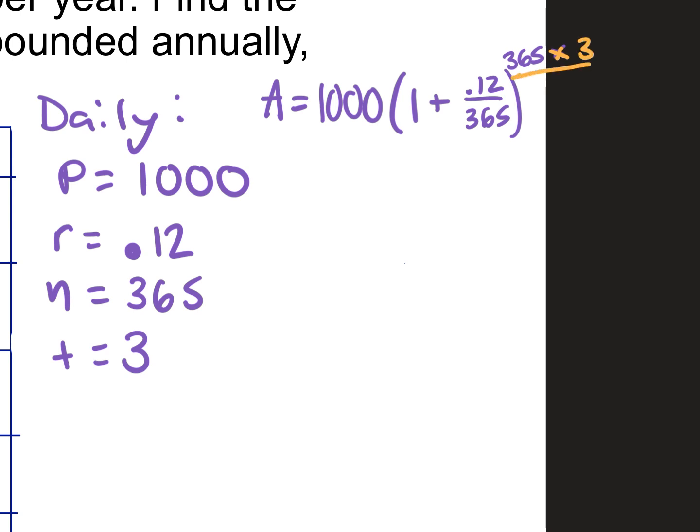I like to do the exponent first and just write that down. So we have 365 times 3 would be 1,095. Now I'm going to do inside the parentheses. So 0.12 divided by 365 plus 1 would be 1.000328. It keeps going, but I'm just going to leave it in my calculator. So now I'm going to take this answer and raise it to the power of 1,095.